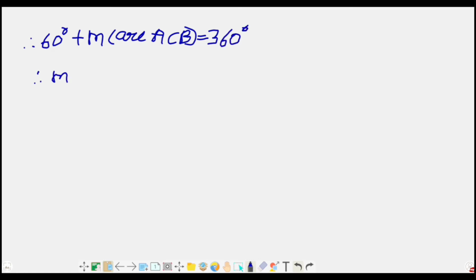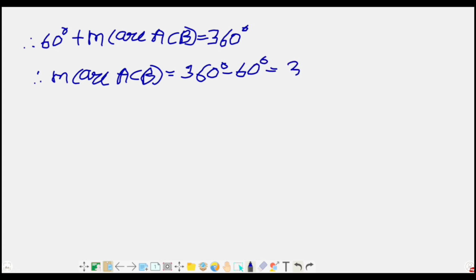So 60 degrees plus measure of arc ACB will be equal to 360 degrees. Now when you transfer 60 to that side, your arc ACB will be 360 degrees minus 60 degrees. So it will be 300 degrees.